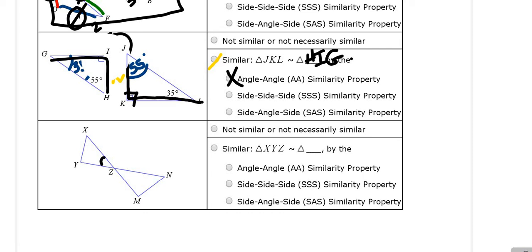Take a look here. The only thing we have are vertical angles. We have absolutely nothing else to go on, so they are not similar.